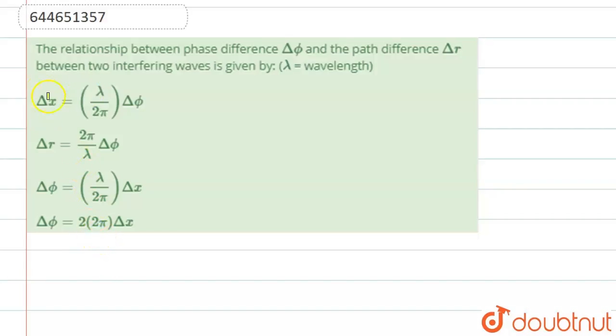Well, hello students. Now we're going to see this question. The question says that the relationship between the phase difference delta phi and the path difference delta r between two interfering waves is given by what? Okay, and lambda is the given wavelength.